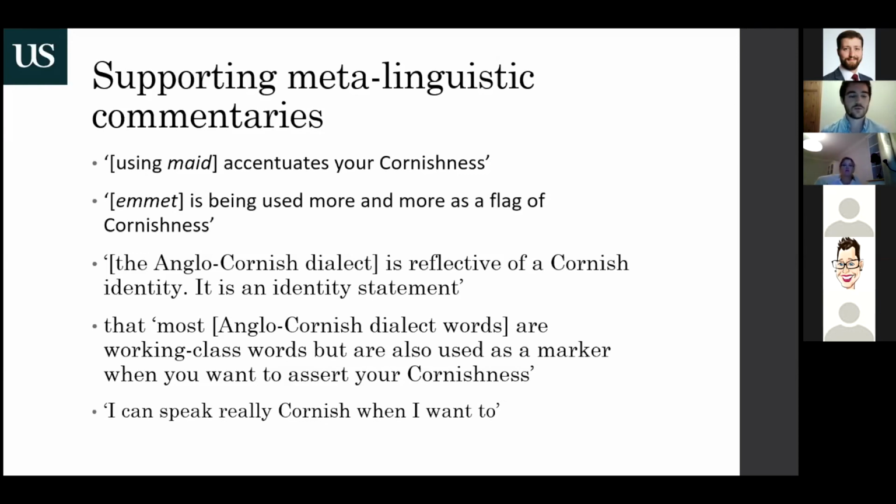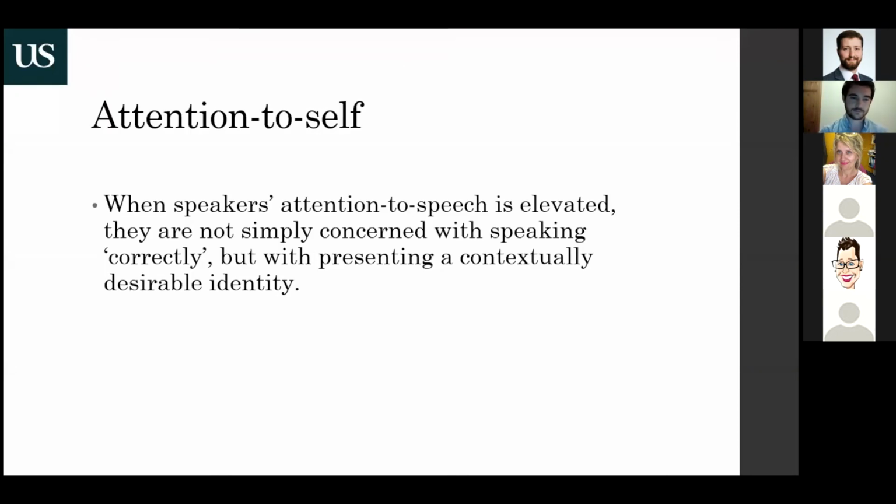So what is really interesting here, I think, is to consider, well, why are they wanting to assert their Cornishness? Because what we know from Labov's attention to speech model is that as attention increases, speakers tend to orient themselves towards more standard variants. But that isn't the case here. We find the opposite. So what I suggest is going on isn't merely attention to speech, it's attention to self.